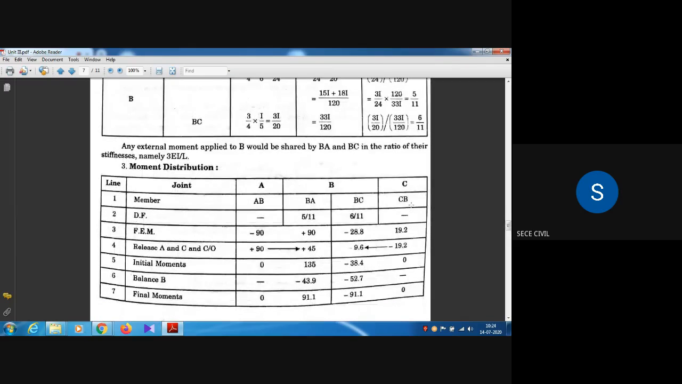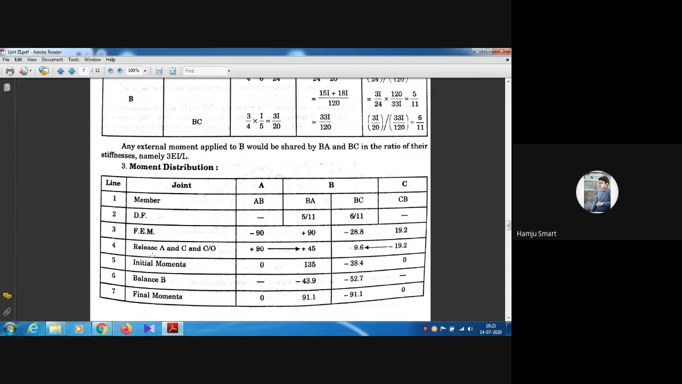Similarly, in joint C also we applied an anti-clockwise moment of 19.2. Here also half of the moment will transfer to joint B, that is member BC. 19.2 divided by 2 is 9.6, so minus 9.6. Guys, whether you're understanding up to this step, up to line 4? Amjatul, whether you understood or not?